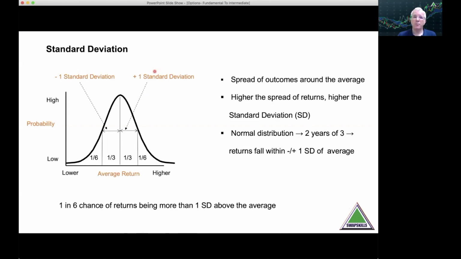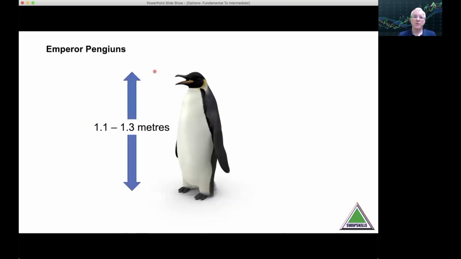Now, I don't know if you've ever been to Antarctica, but if you go to Antarctica, you'll see emperor penguins. Most of them are around 1.1 to 1.3 meters high. But every now and then you find one that's stupidly tall or a little bit shorter, but two-thirds of them will be between 1.1 and 1.3 meters high. So if it goes out to 2 standard deviations from that, or 3 standard deviations, that's pretty rare. It's not often you'll find a really tiny penguin or a really large one.